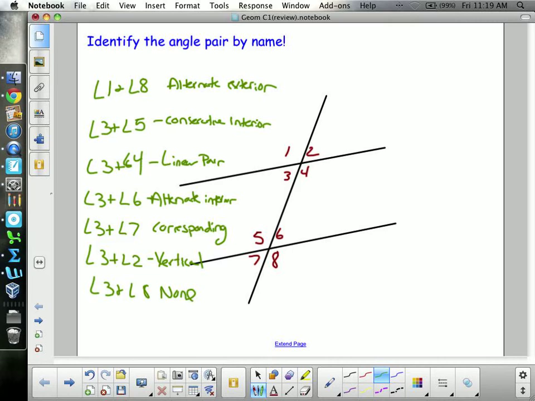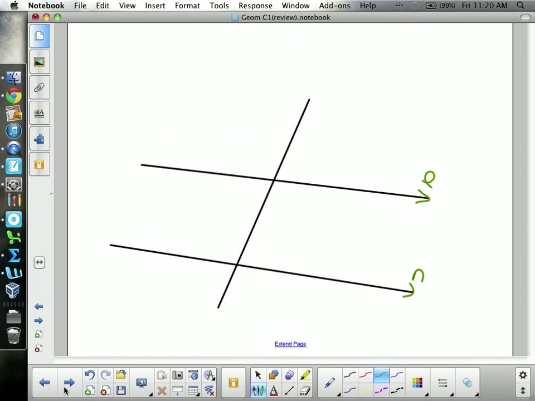So again, knowing angle pair relationship names. That's going to be on your worksheet tonight. It's going to be on your quiz on Monday. Be prepared for that. Study those flashcards. Know those angle pair names.